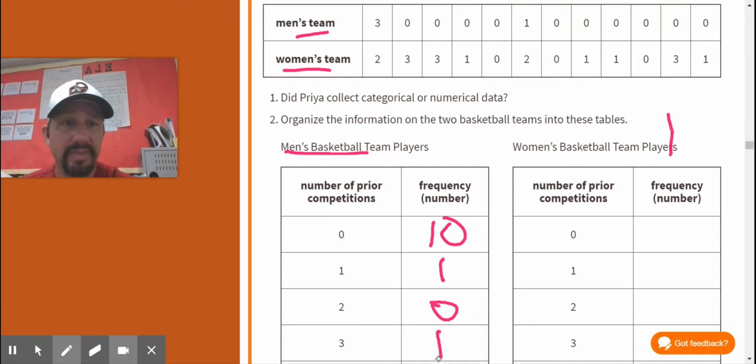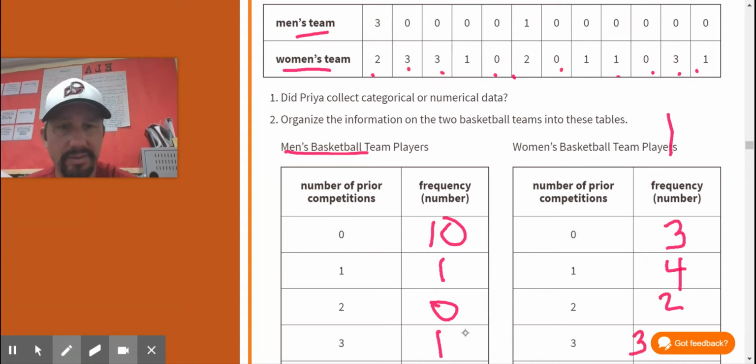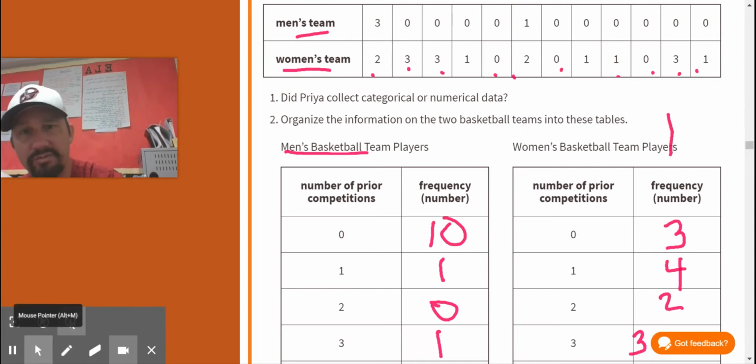Okay. Then we go to the women here. How many had 0 competitions? You have 1, 2, 3. How many had 1 competition? 1, 2, 3, 4. 2 and 1, 2, 2. And then how many had 3? 1, 2, 3. And the other thing I forgot to do over here, you should make sure that you're adding up to the same number that you had up there, 10, 11, 12, 7, 8, 9, 10, 11, 12.